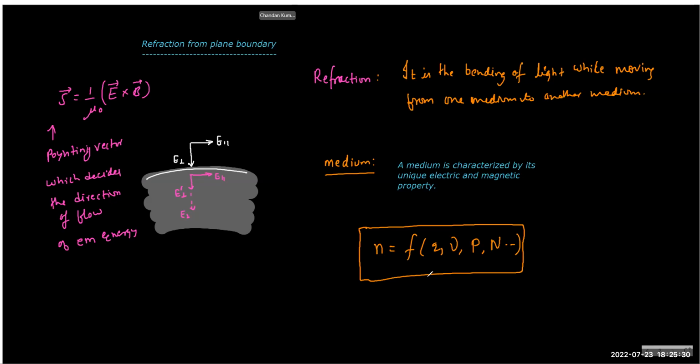So a medium is characterized by its unique electrical and magnetic property. That's it. So when I say the light is going from medium 1 to medium 2, what do we really mean? We are entering a region with a different composition of molecules, giving rise to different electrical and magnetic property. That is what it means.